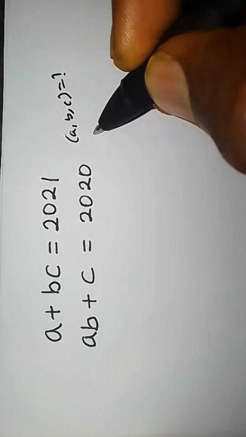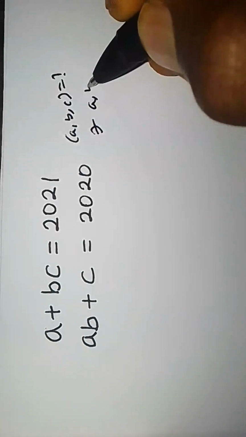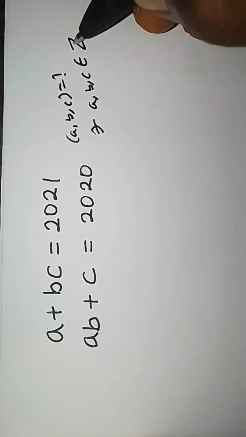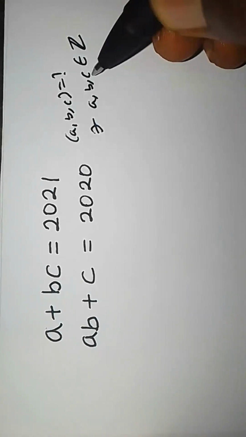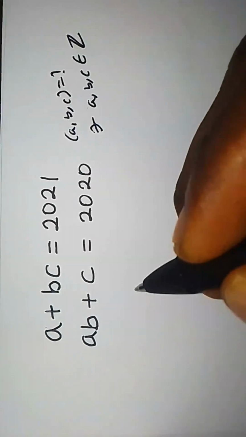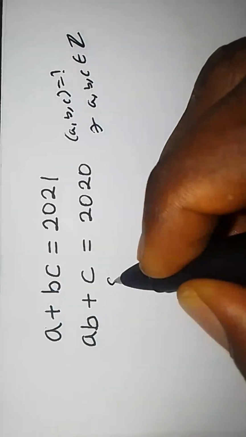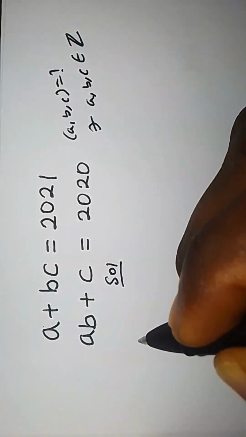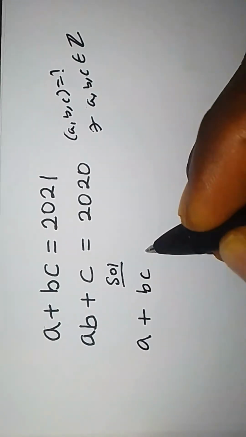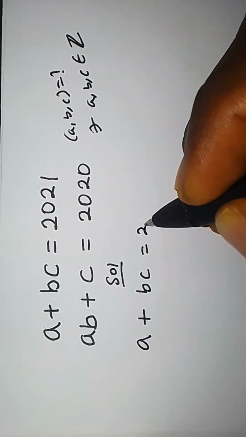such that A, B, C belongs to the set of integers. So A, B, C has to be in the set of integers. Don't worry much about this. So let's continue. Solution. We have A plus BC equals 2021.